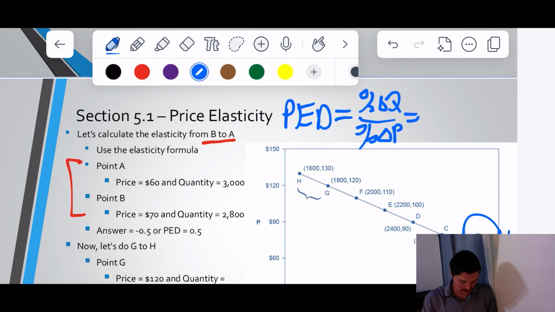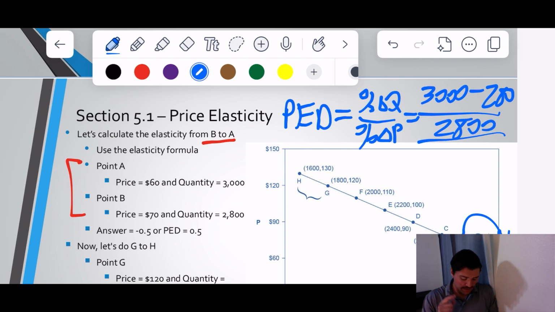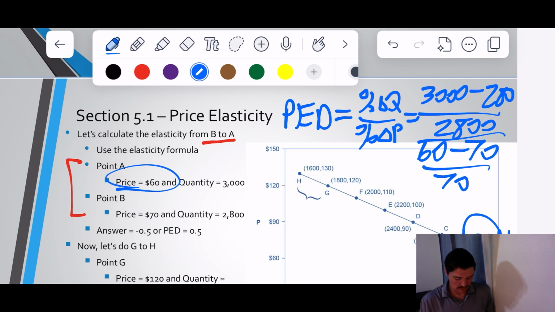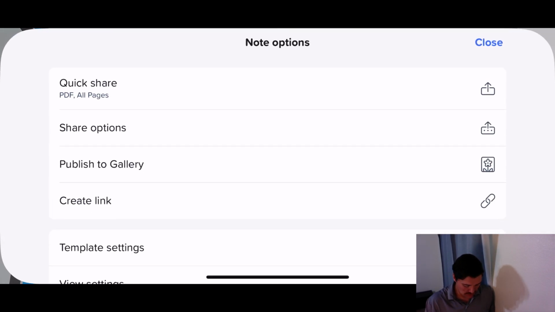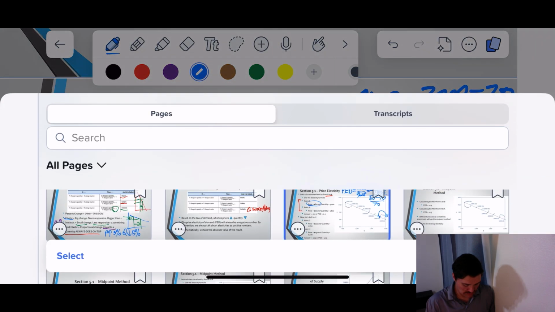So we'll do 3,000 because that's the new, minus the old, divided by the old. So that's our quantity. Now we've got to find the percent change in the price. So we've got to use the new price, which is A, 60. So we'll do 60 minus the old, which is 70, divided by the old, which is 70. Okay, so let me get a new sheet of paper out so we can write this out.